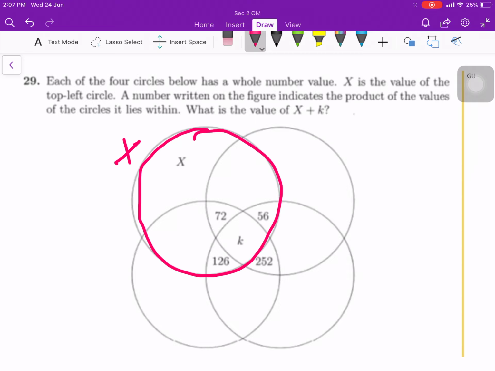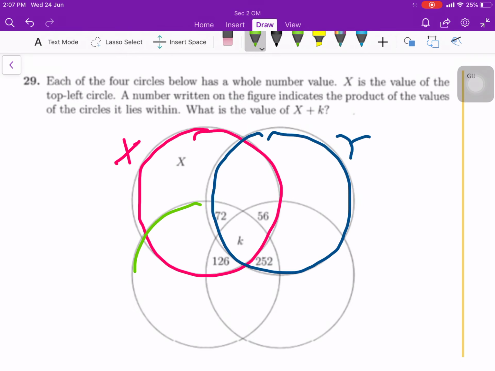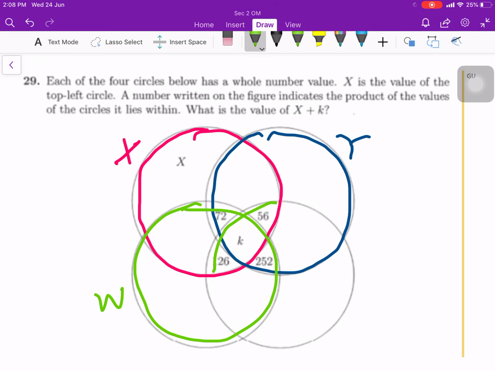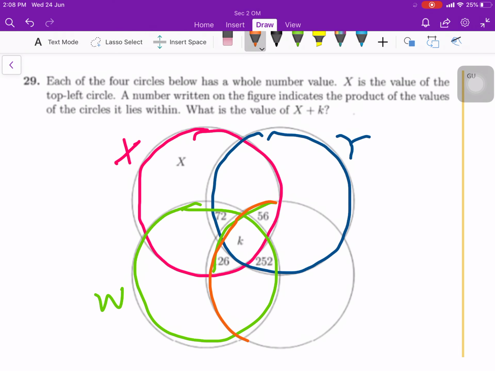Let me introduce this circle here. The value of this circle, I call it y, right? And then the value of this circle, I call it w. And then the value of this circle, I call it z, right?